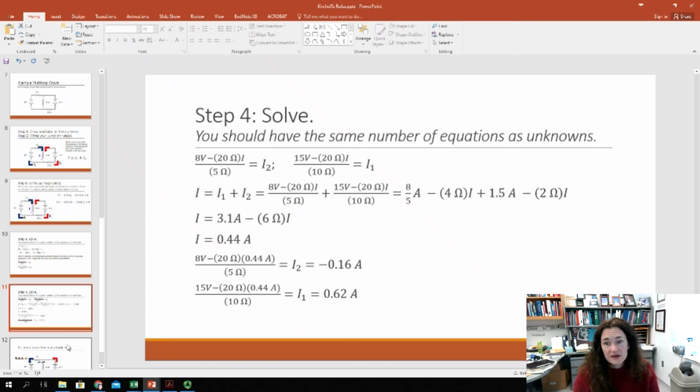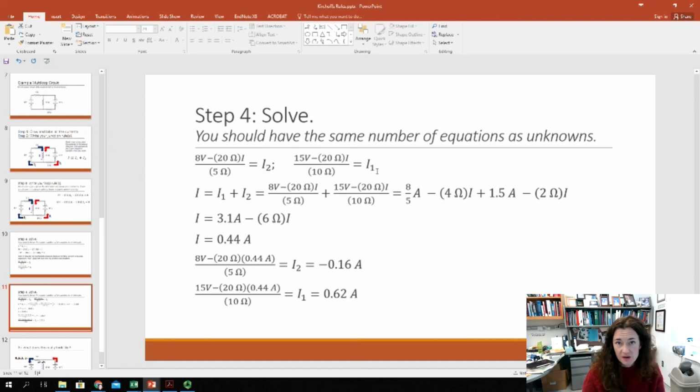Moving on though, I then combine the terms with amps, ending up with 3.1 amps, and then combine the ones that are multiplying I, so I end up with the equation I is equal to 3.1 amps minus 6 ohms times I. Now I'm going to add that 6 ohms times I to both sides, and then on the left hand side I would end up with 7 ohms times I equals 3.1 amps. Then I would divide 3.1 amps by 7 ohms, and I end up with my total current I is 0.44 amps.